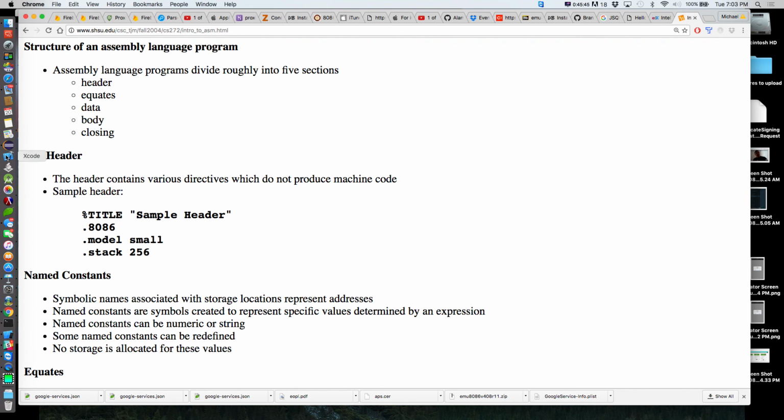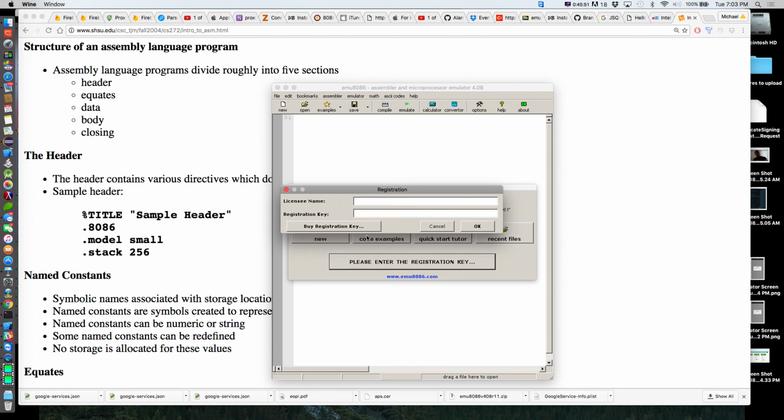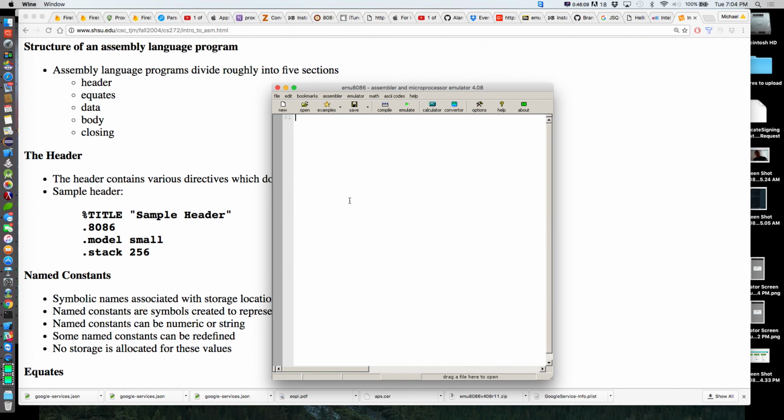All right, so what's this buy registration key? Let's see what this brings up. It's limited to a 14-day free evaluation period. We're within that, so that's not the issue. You did it last week, didn't you? Actually, I just did this one this morning. I did it on my other computer last week. I didn't finish installing this thing until this morning, so I'm on day 1.